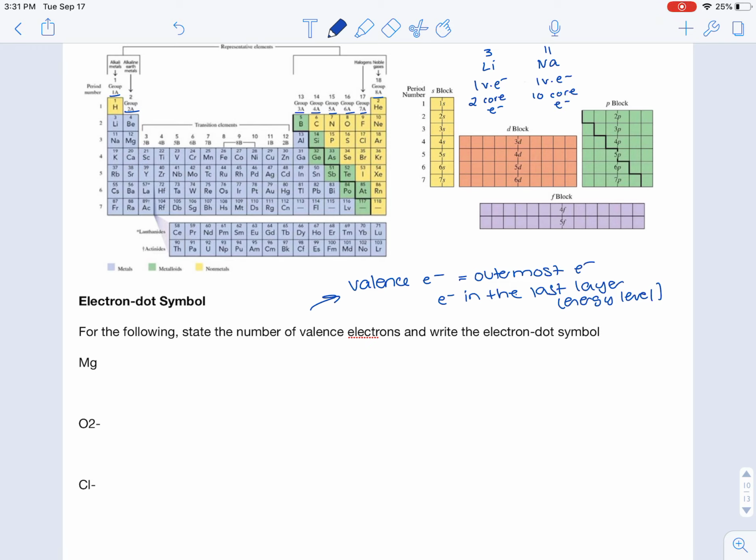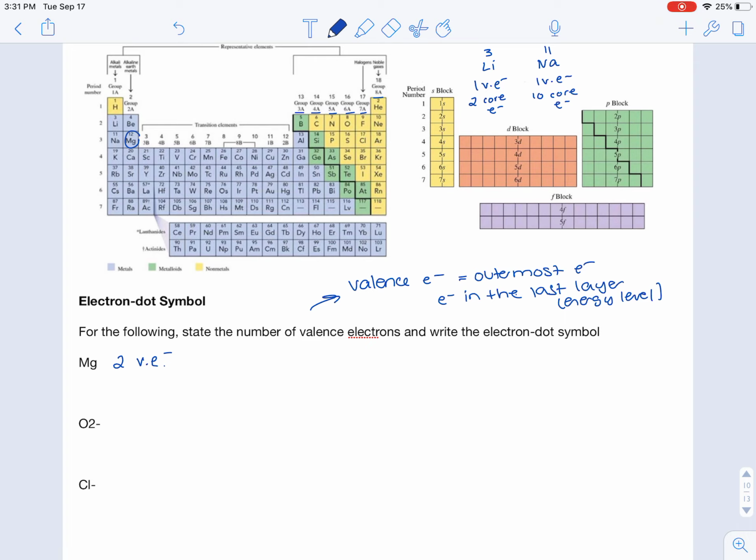Where these core electrons are placed is through what we call the electron configuration, where you can figure out which orbitals and how many electrons are in the following. So if we look at magnesium, which is in period 3, group 2A, since it's in group 2A, it has 2 valence electrons.